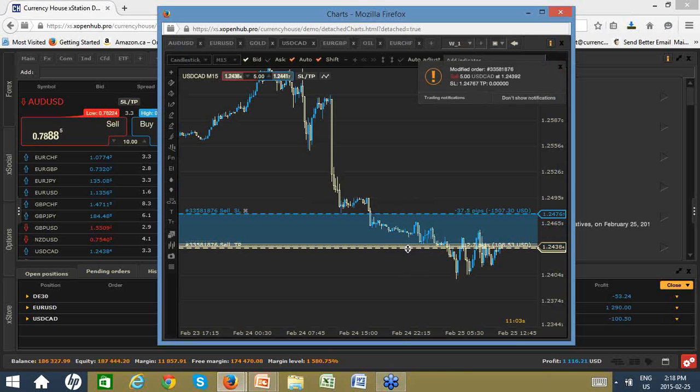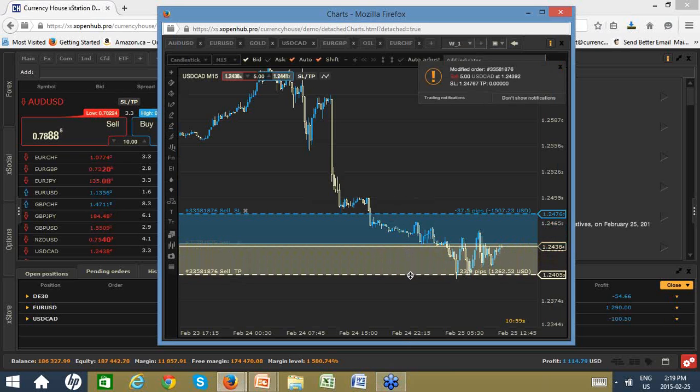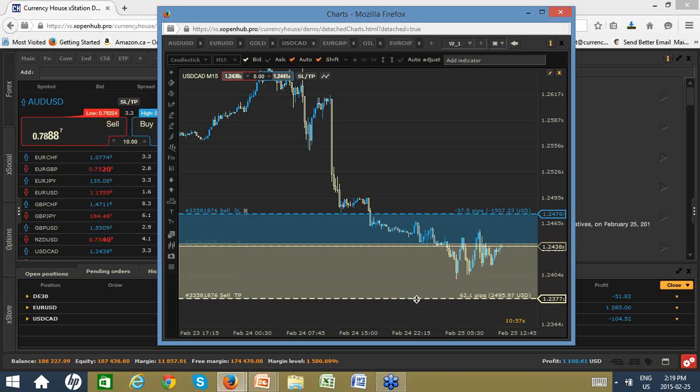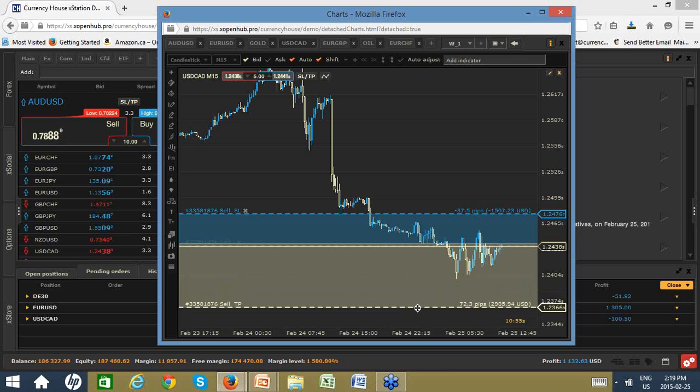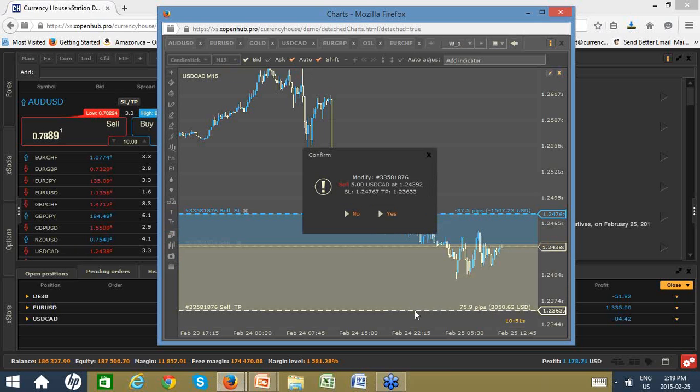Same with our take profit. Let's move this. I think it's going to keep dropping. It's going to keep dropping. We're going to see some good news out of Canada tomorrow. So let's make it double. We'll say about 3,000, just in case we do have a winner in our hands. We'll win big.